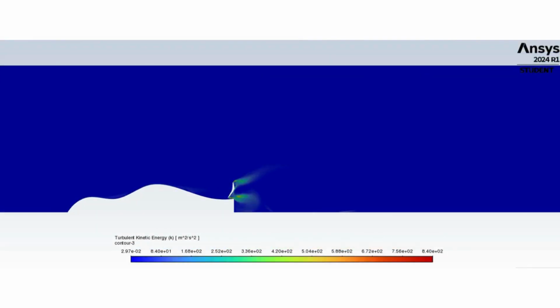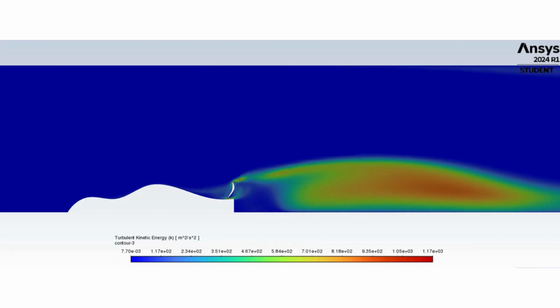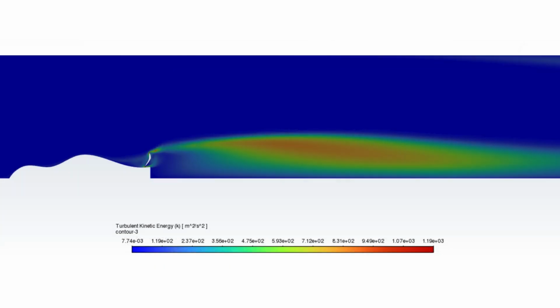The turbulent kinetic energy plot shows high turbulence regions downstream of the wing. Turbulence intensity is more pronounced, especially near the trailing edge and in the wake region. The turbulent wake increases drag, helping to slow down the car more effectively. Controlled turbulence helps manage flow separation and maintain stability during deceleration.